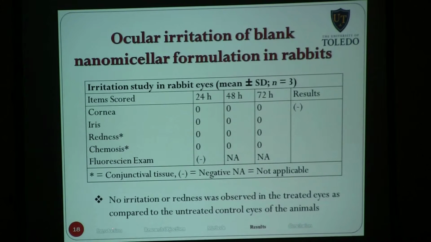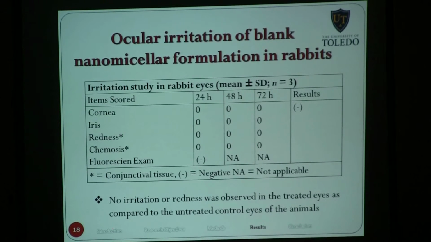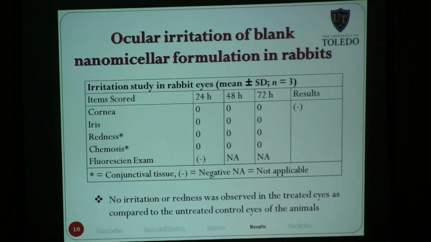Next is the ocular irritation study of the blank nanomicellar formulation in rabbits. We have tested whether this formulation is causing any irritation in rabbits or not. We have basically used a blank nanomicellar formulation. We did not want to have drug in it. So we have administered 100 microliters of formulation in 3 rabbits, and at 24, 48, and 72 hours, we have looked at the eyes, and we have scored the eyes based on a modified Draize test.